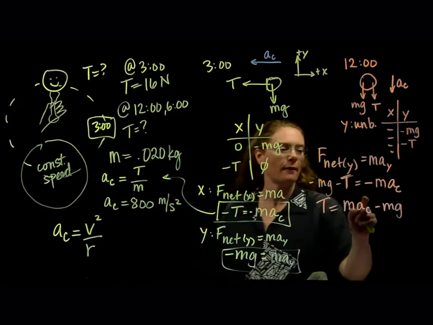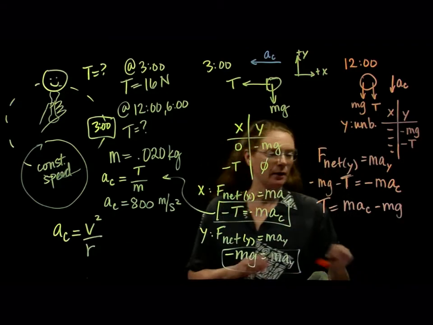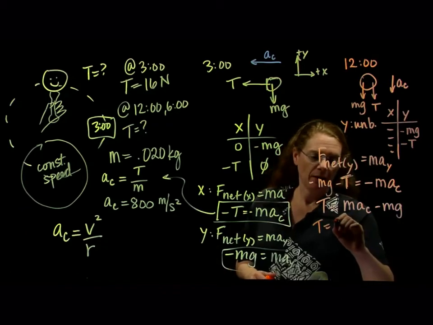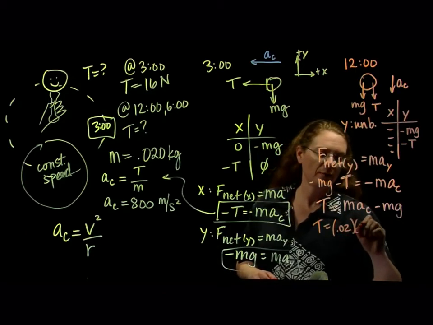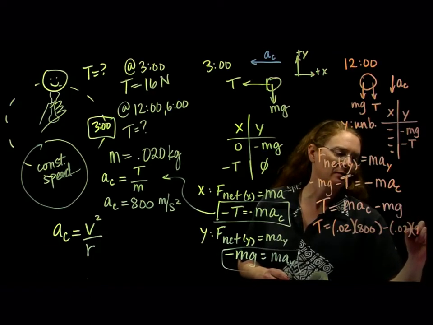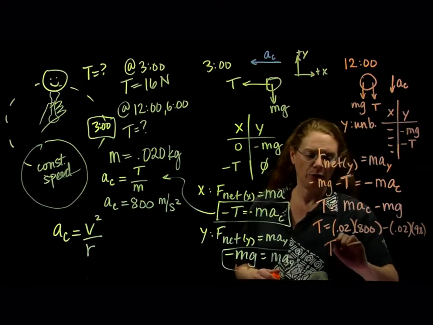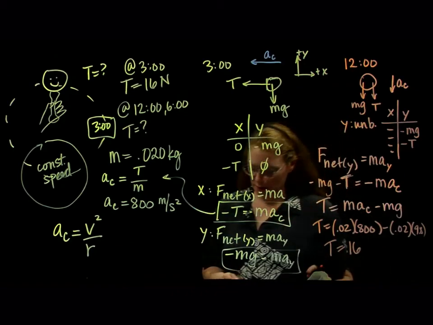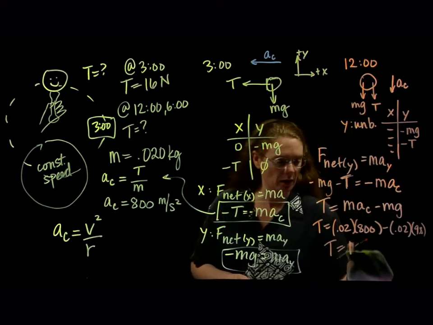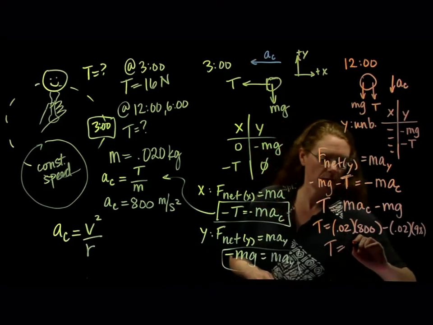So now I know that, I can solve for my tension right here. So the tension at 12 o'clock is 0.02 times 800 minus 0.02 times 9.8. Ooh, squeezing it in. And if you do that calculation, what do you get? 15.8. 15.8 at 12 o'clock. Right around 16.